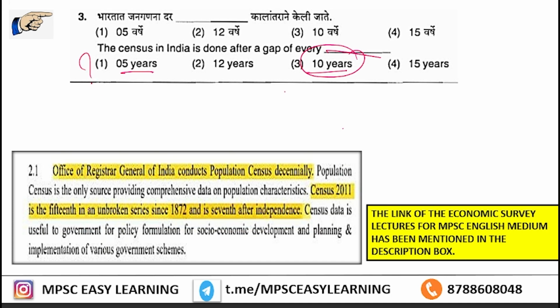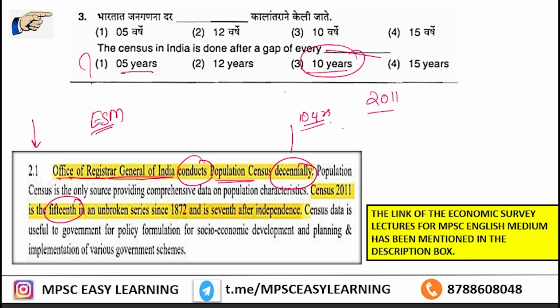From where is this question? This question has directly been taken from the Economic Survey of Maharashtra. See, here I have put up the proof as well. The Office of Registrar General of India conducts the population census decennially. What does decennially mean? Decennially means every 10 years. Okay. And 2011 was the latest census, right? So it was the 15th census.